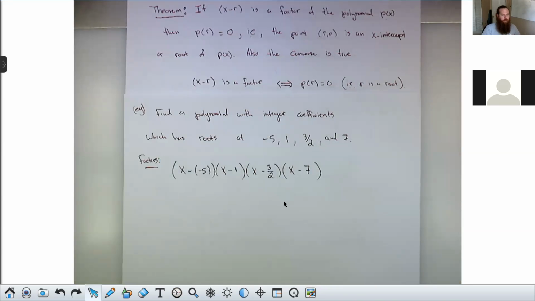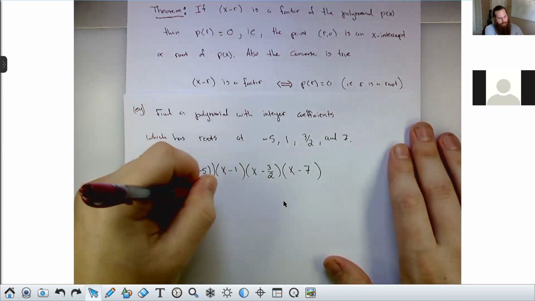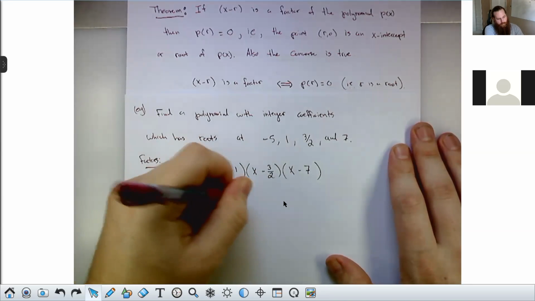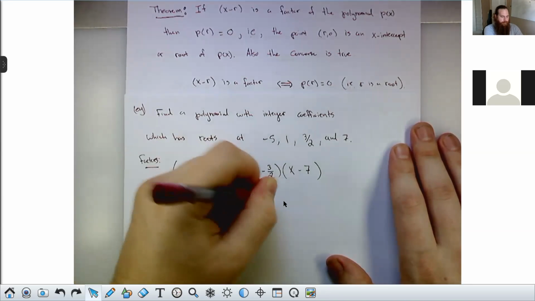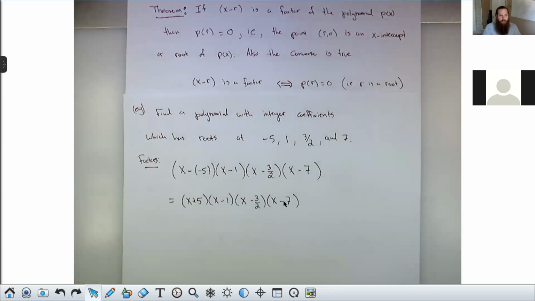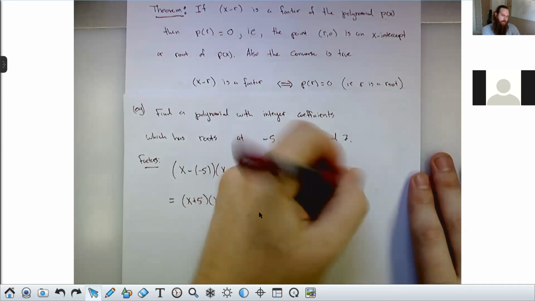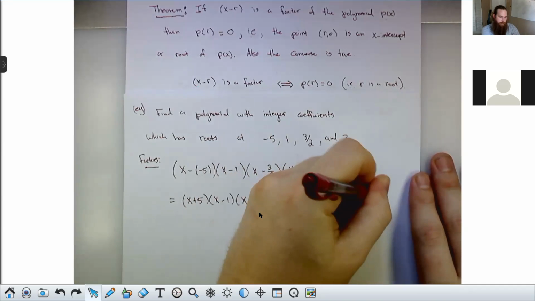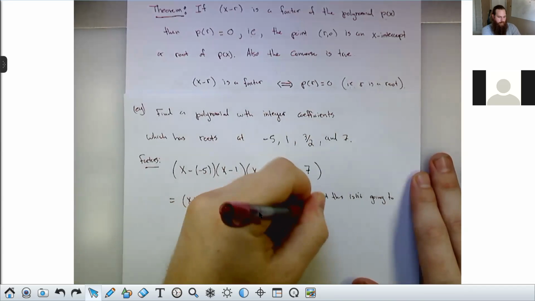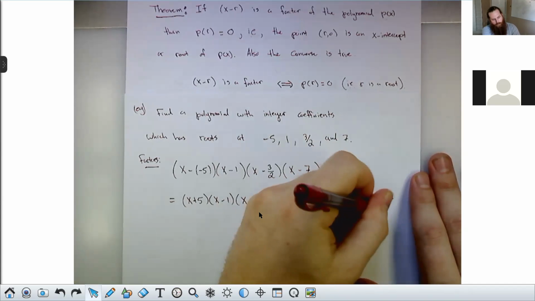Now, does this have integer coefficients? Well, like you said, this is x plus 5 times x minus 1 times x minus 3/2. Now this is x minus 7. If I multiplied all this out, there are going to be some non-integer coefficients, right? Because of this 3/2. So we'd say this isn't going to have integer coefficients.